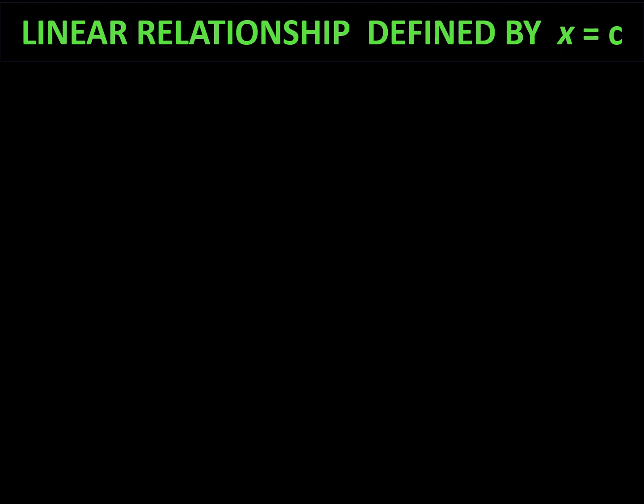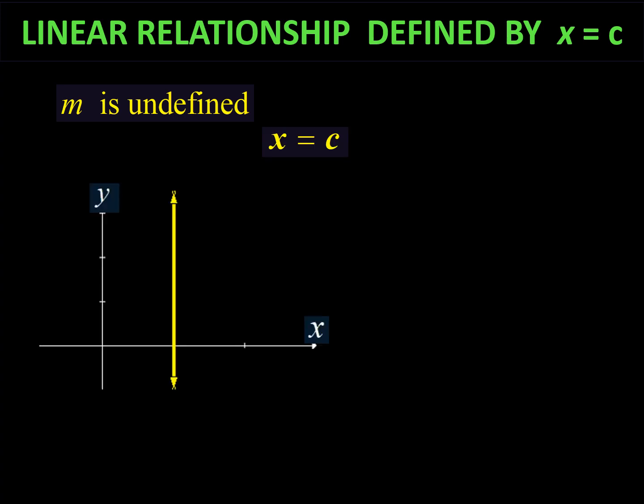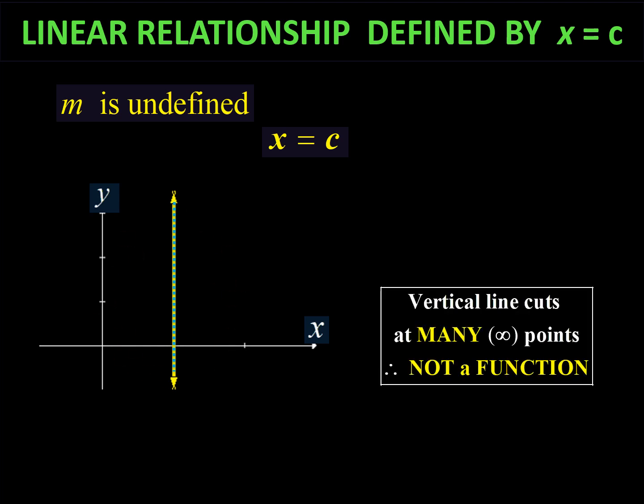Let's take this straight line. Here we have a gradient that is undefined. So there we have a vertical line, x equal to c. Let's say x is 5, it will just be a vertical line there. Let's follow the vertical line there. Can you see how many times the vertical line cuts it? Infinitely many places there. Therefore, the output is not a unique output. Therefore, it will not be a function.